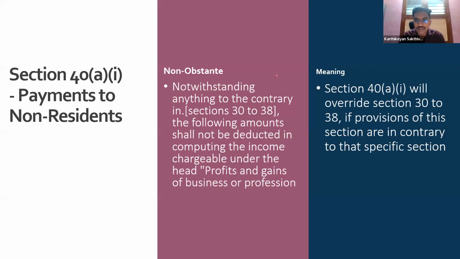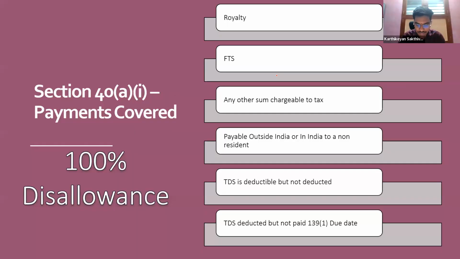The meaning of this is that whenever there is a conflict between sections 30 to 38 and section 40A(i), section 40A(i) will override. So basically, if I say something is not allowable here, even though it is allowed specifically as per 30 to 38, that will not have any effect. That is what the first line of the section says.